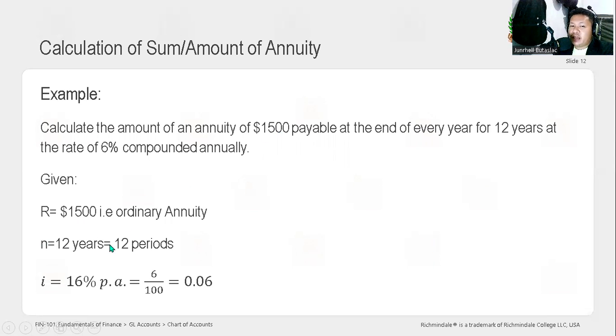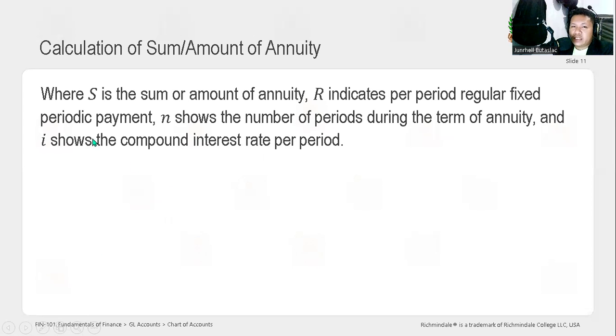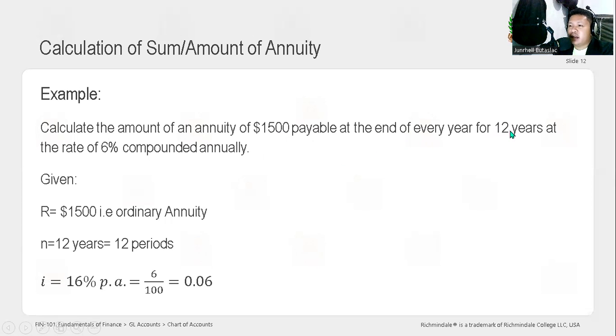Our N here is 12 years. What is N? N shows the number of periods during the term of the annuity. The problem indicates that it's 12 years, so 12 will be our N, our exponent. Next, what is I? Our I here is 6%, not 16%.